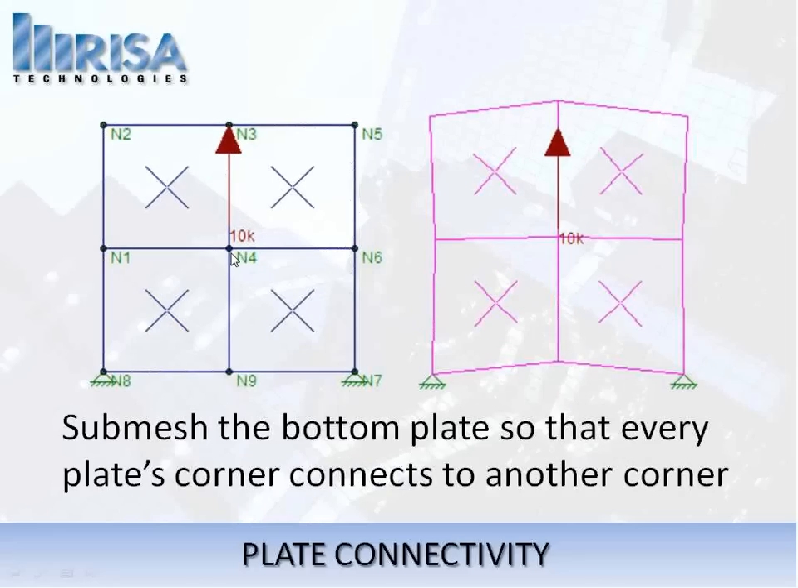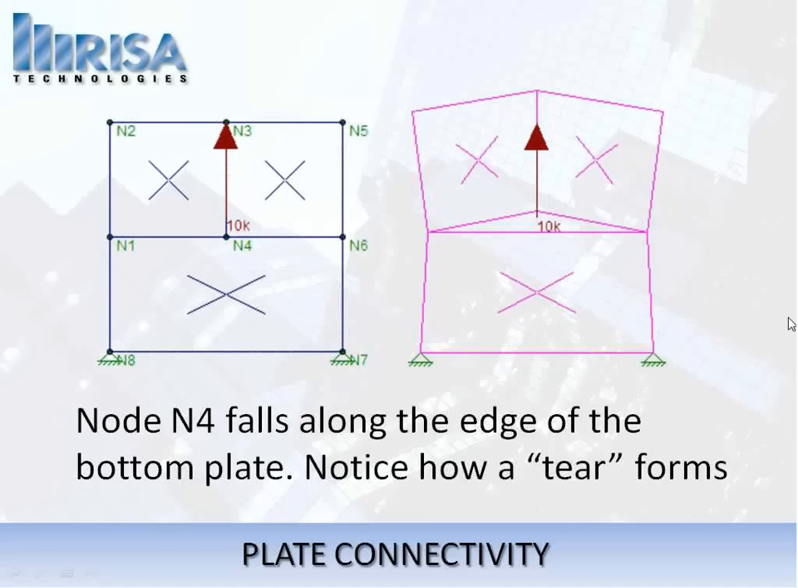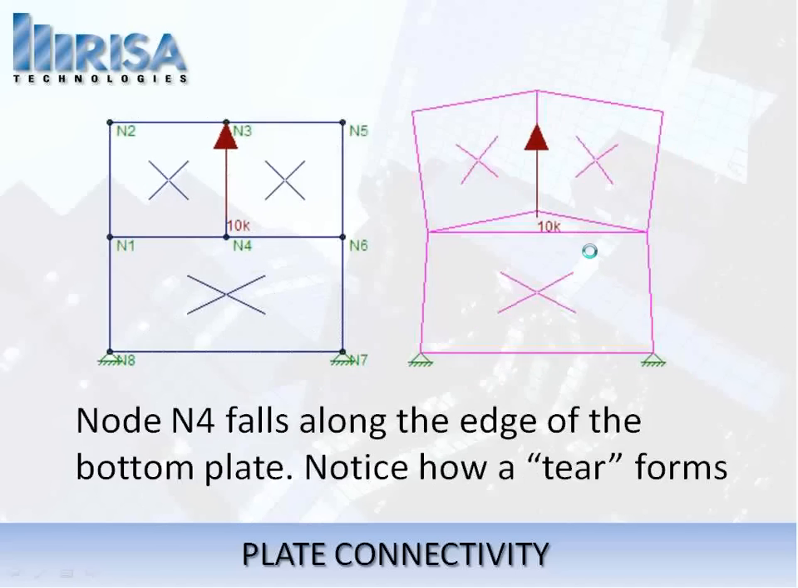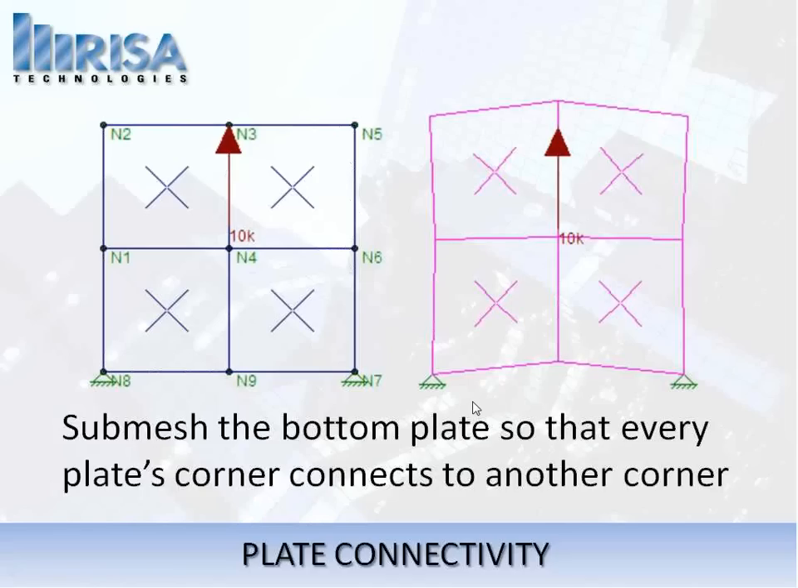Now, what you would ideally do in this situation is come in and submesh that bottom plate. To submesh it just means that we're going to break that one plate into 2 plates. By doing so, every plate now connects to another plate at its corner, and you get full connectivity. You no longer get that tear, and you'll see that the amount of distortion of the plate element looks much better than it did under the previous model as I jump back and forth between them. So that's why we want to submesh.